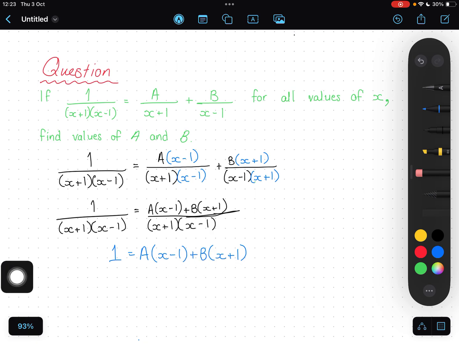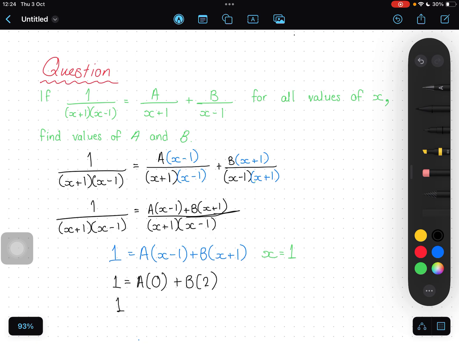Well, it said it's for all values of x. So I can say, okay, well, what about the case when x is equal to, what would x have to be equal to here to make this bracket equal to 0? It will be 1. So if I said, okay, what about the case when x is equal to 1? Then I'm going to have 1 is equal to a times 0 plus b times 2. So that way I know that 1 is 2b, and I can find b by dividing by 2, so a half is equal to b.